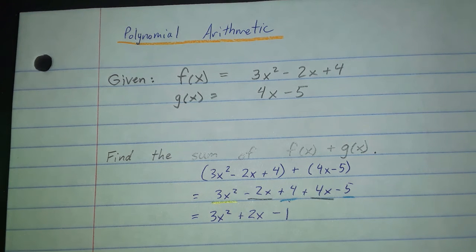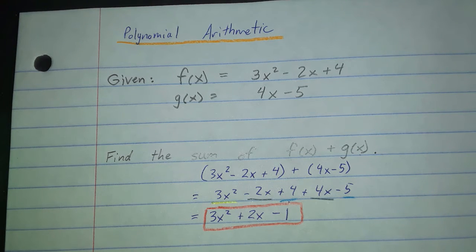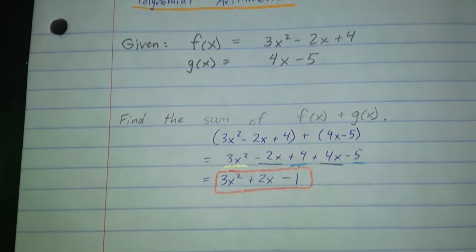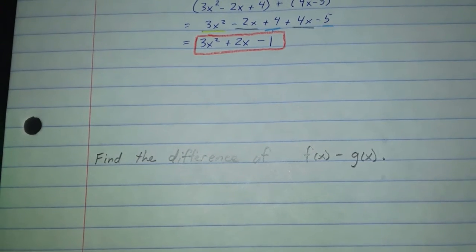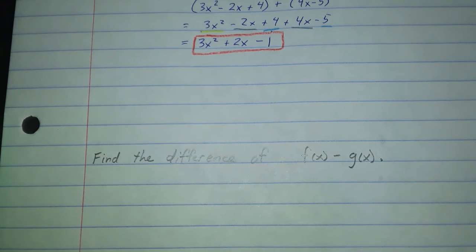So the answer to the sum of f of x plus g of x is 3x squared plus 2x minus 1, and we see that this is another function. It's the sum of the first two functions. So we add two functions together and we get a function back that is called closure. The next thing we're going to look at is the difference of functions, and this one's a little trickier. It's going to start out the same way though.